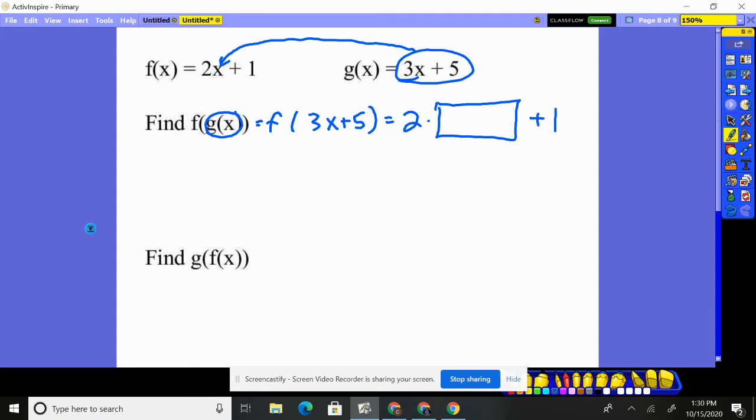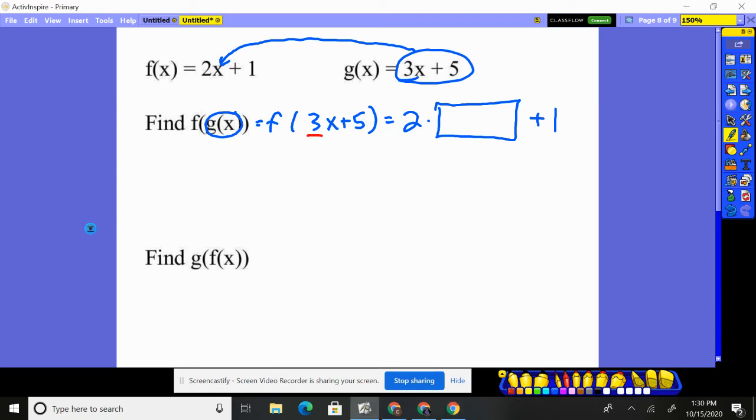Well, the f function says to do 2 times whatever they give you plus 1. Well, what did they give us? They gave us 3x plus 5. So I'm going to plug 3x plus 5 right here. Now all I got to do is clean it up. 2 times 3x is 6x. 2 times 5 is 10 plus the 1, 6x plus 11.